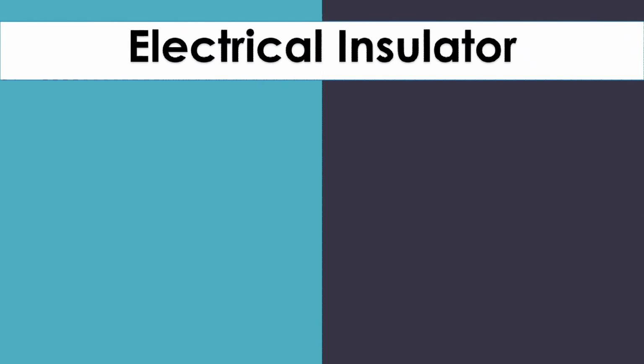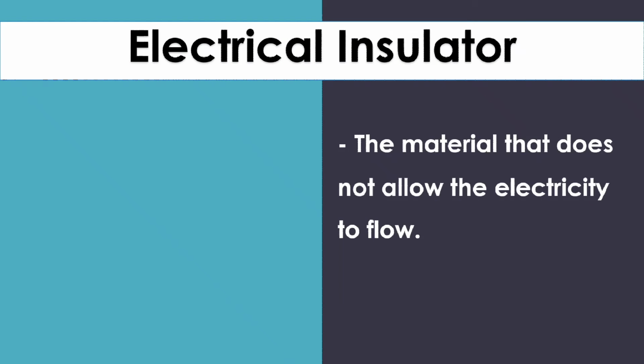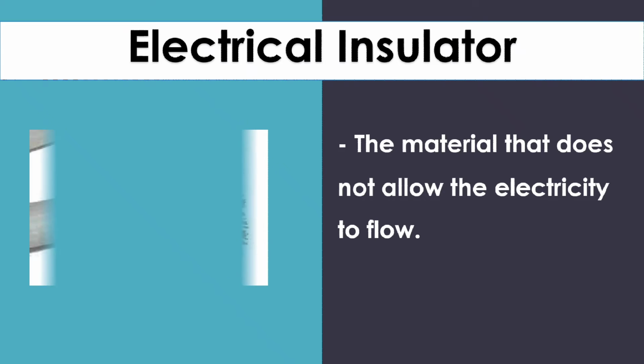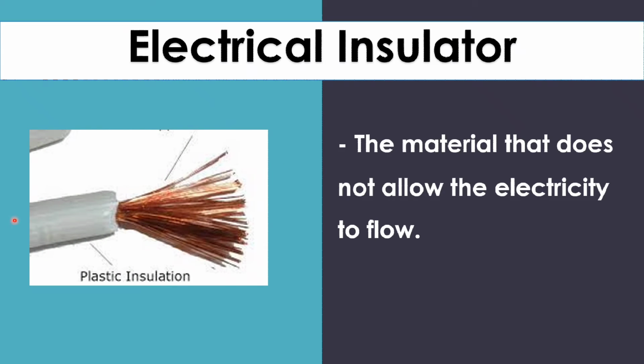We also have the electrical insulators. Electrical insulators are materials that do not allow electricity to flow. For example, we have plastic. Plastic is a kind of insulator because plastic doesn't allow the electricity to flow. Again, that is an electrical insulator.